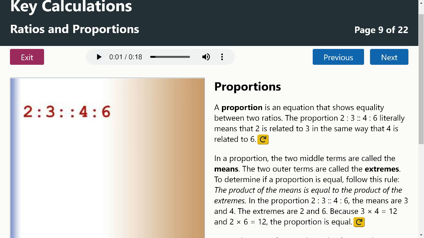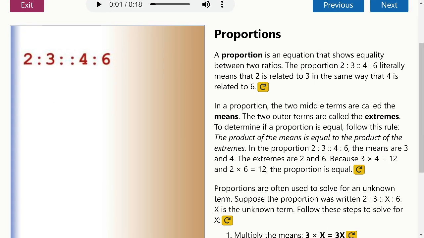Proportions. Alright, so a proportion is an equation that shows equality between two ratios. So the proportion 2 to 3 to 4 to 6 literally means that 2 is related to 3 in the same way that 4 is related to 6. In a proportion, the two middle terms are called the means. The two outer terms are called the extremes. So you got your means, and then you got your extremes.